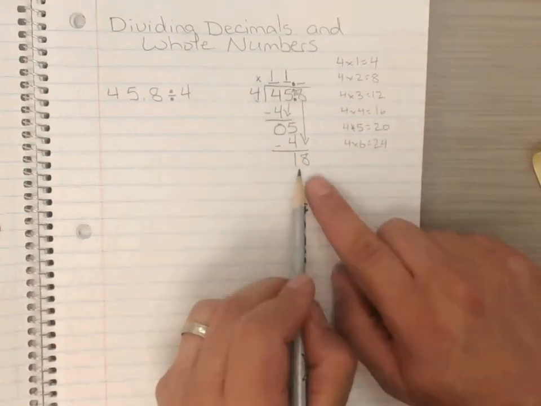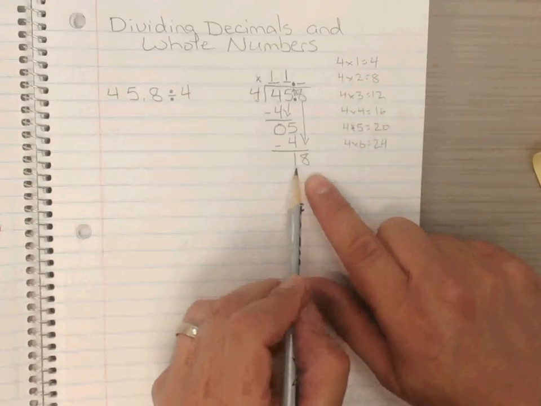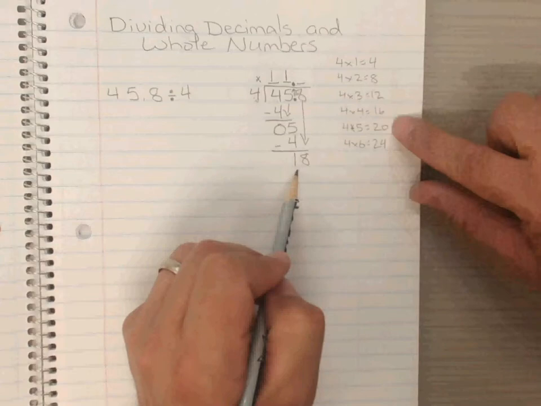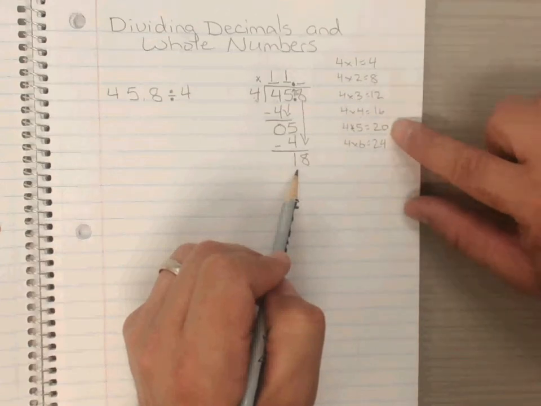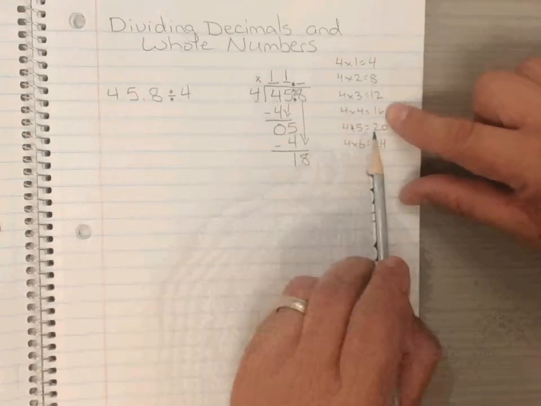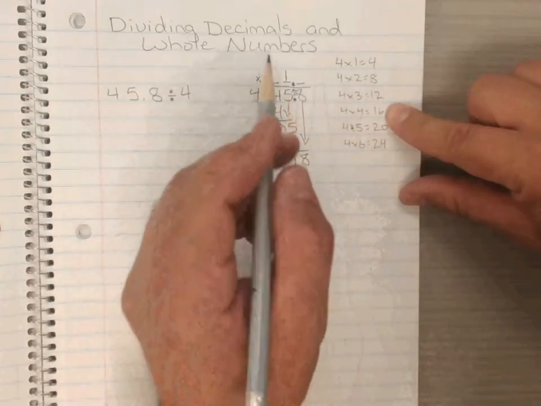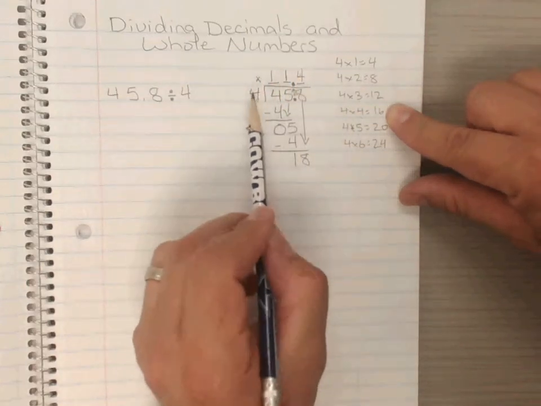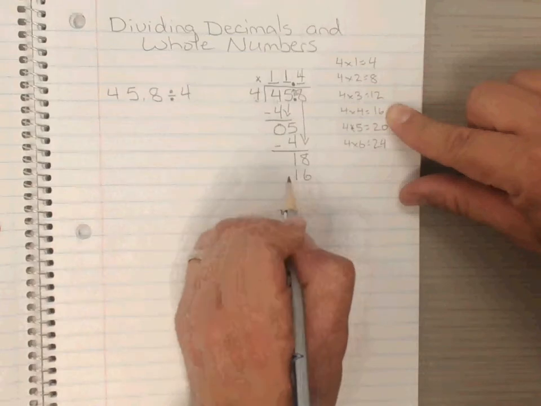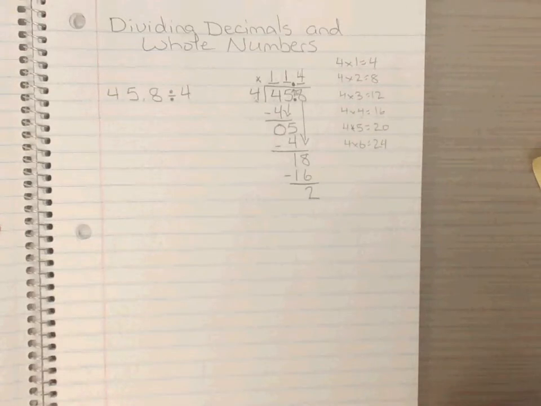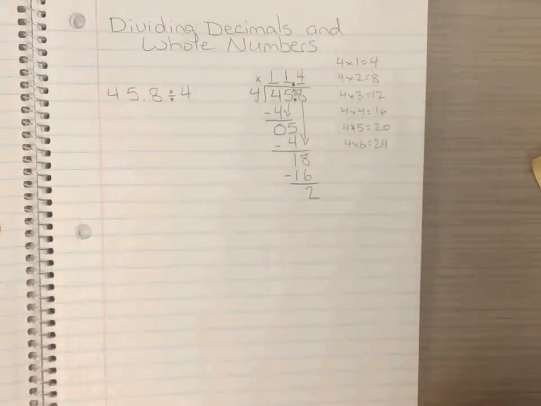Now our new number is 18. And we ask the question, what number is less than 18 but close to 18? And it looks like it's going to be 16 because 20 is too big. And what gives us 16? 4 times 4. So we'll put our 4 here because 4 times 4 is 16. We subtract. Now, the one thing about decimals is we do not want a remainder. We want to try not to have a remainder.